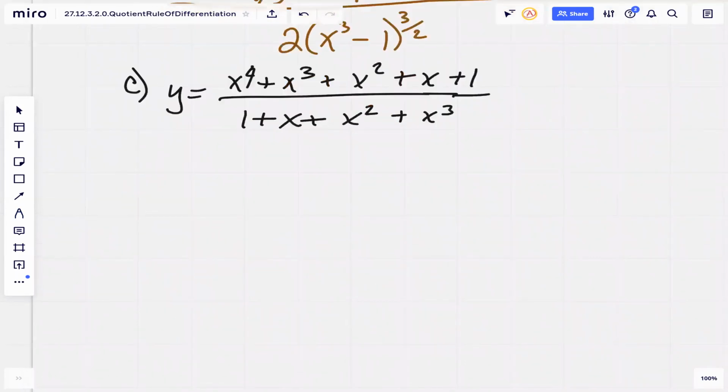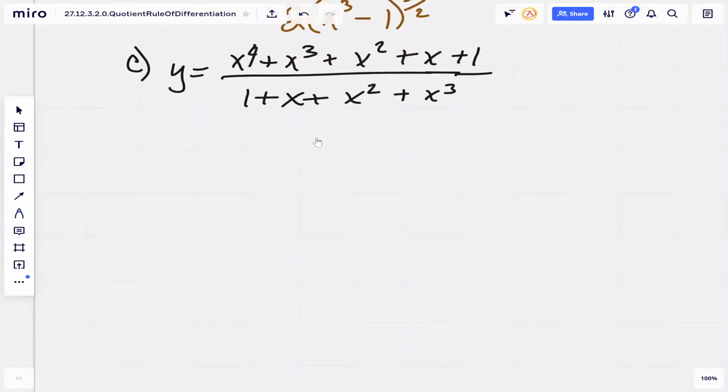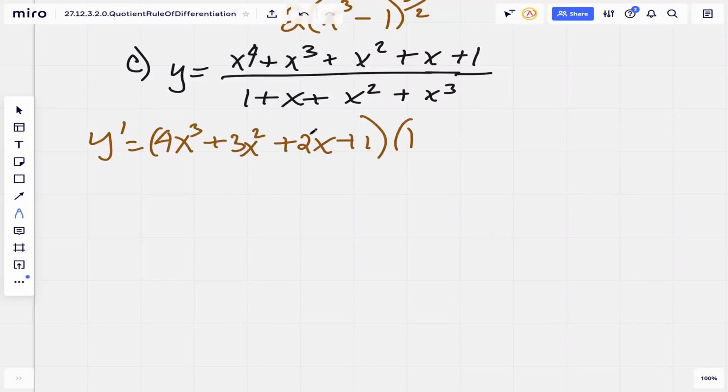So this one looks interesting. Our function is y equals (x to the power 4 plus x cubed plus x squared plus x plus 1) all over (1 plus x squared plus x cubed). All right, derivative of the numerator, 4x cubed plus 3x squared plus 2x plus 1, times 1 plus x squared plus x cubed.